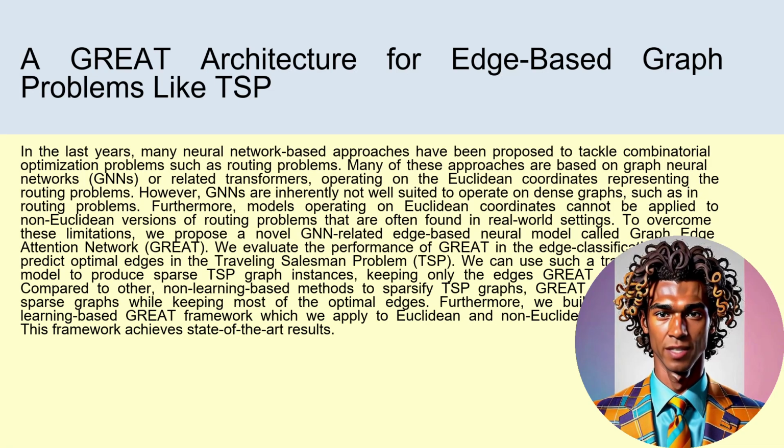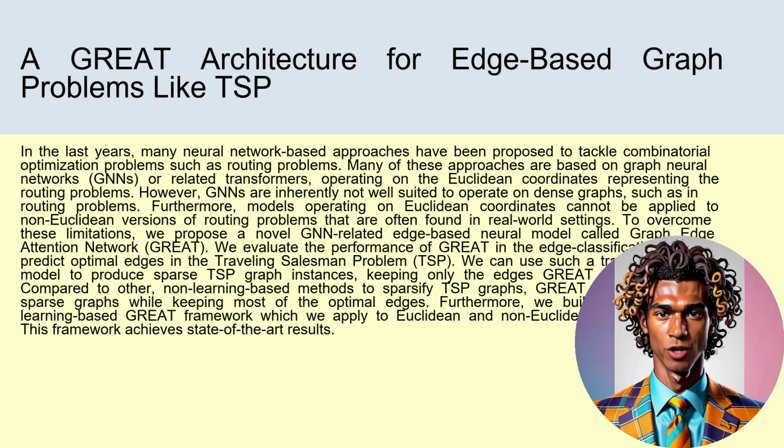The issue is that existing graph neural networks aren't great at dealing with complex routing problems where you have lots of potential connections between cities. Plus, they don't work well with real-world problems where you might not have nice straight lines between cities. GREAT is a new approach that focuses on the edges, the connections between cities, and can handle messy real-world scenarios.